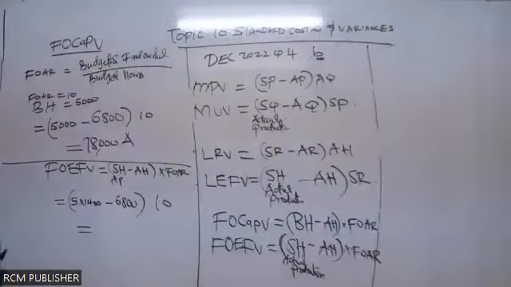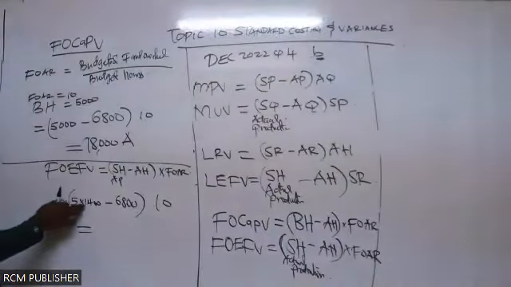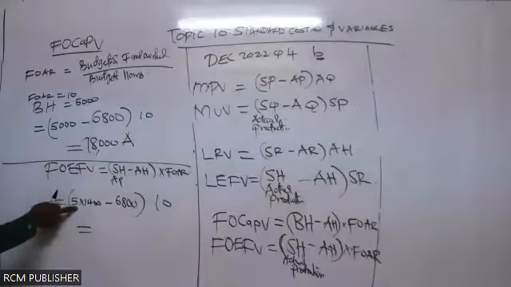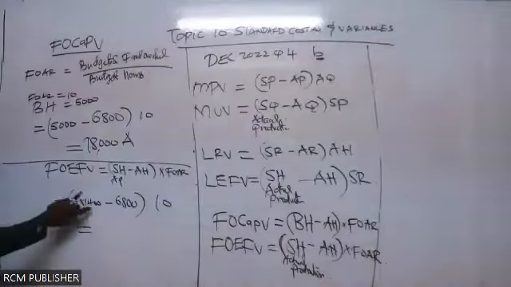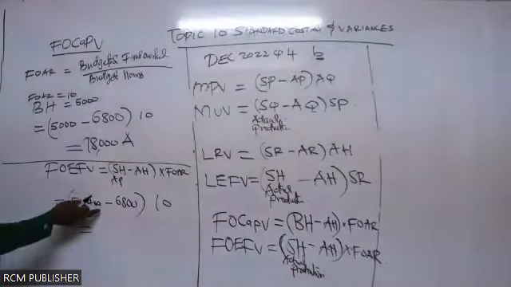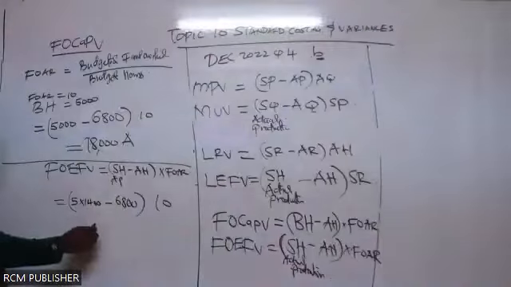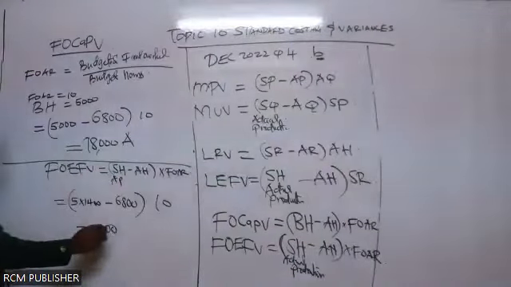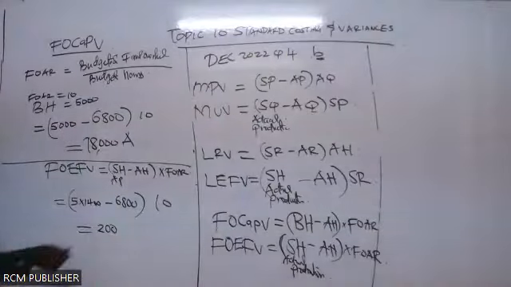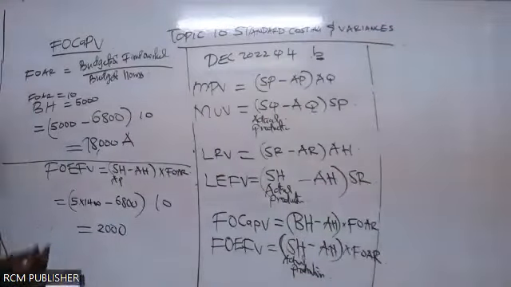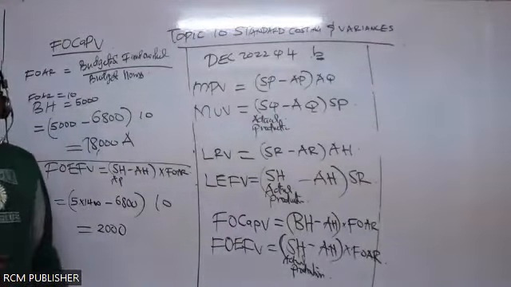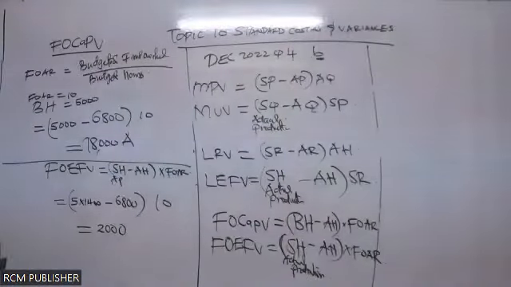I don't expect it to be 18,000. This by this should give me 7,000. The difference between 7,000 and 6,800 should be 200. Then I add this one here, so 2,000. So what I need from you is now the sign. Is it favorable or adverse?